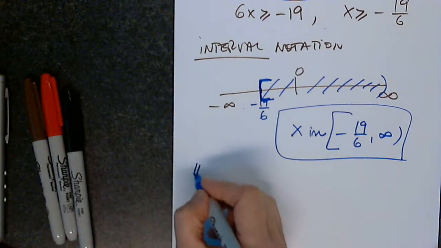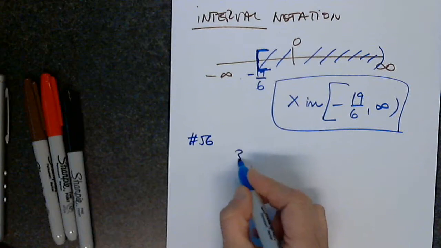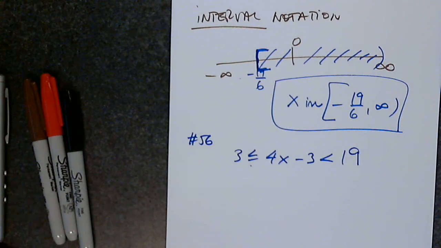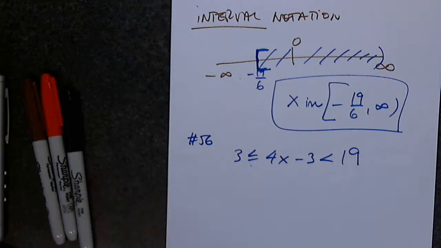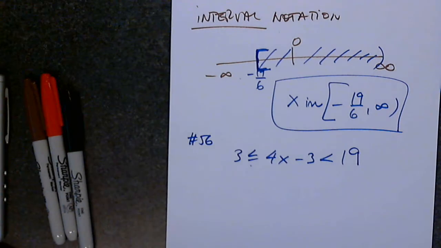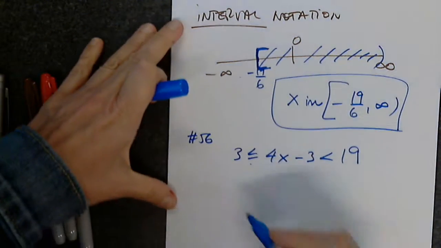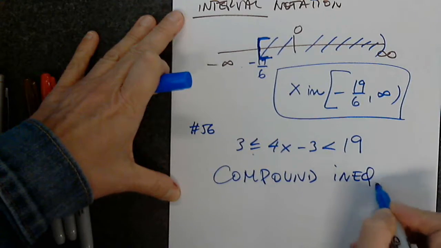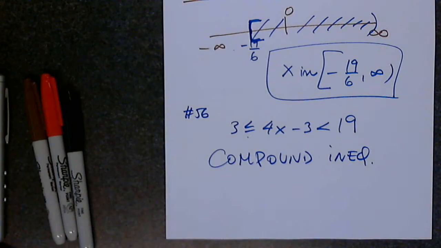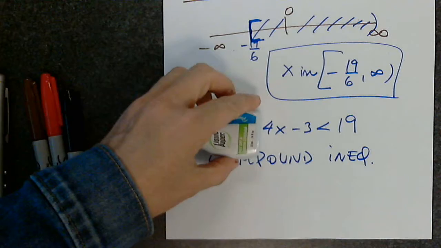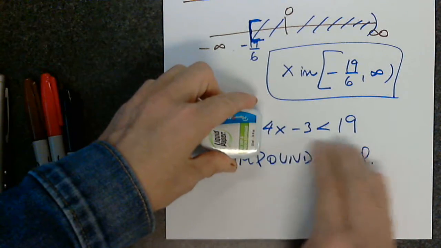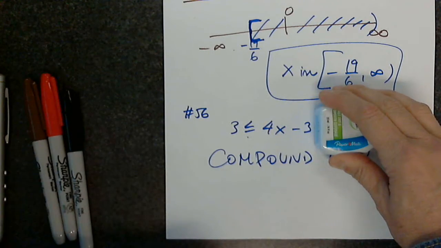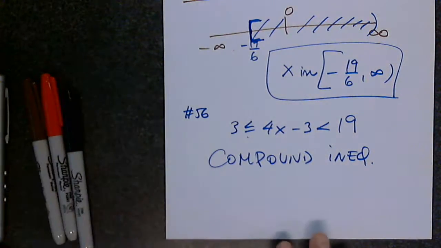Let's say 56. So 3 less than or equal to 4x minus 3 less than 19. And if I ask you what type of inequality is this, you can say linear, but it's more than a linear inequality. It's a compound inequality, meaning two inequalities put together. And here's why. If you'd like to look for a moment, this is one inequality, and this is the other. But we can solve both at the same time.